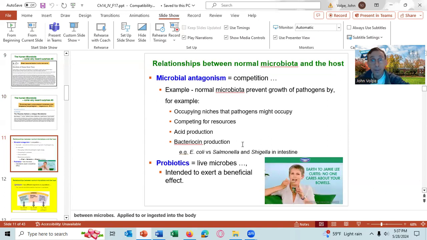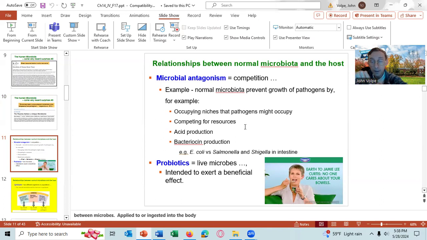All right. The normal microbiota does establish a relationship with the host. Generally, this relationship is beneficial. The normal microbiota can help the body, and one way it helps the body is by microbial antagonism. Microbial antagonism is competition between different species of microbes. So the normal microbiota can prevent the growth of a pathogen by occupying the niche that the pathogen might occupy.